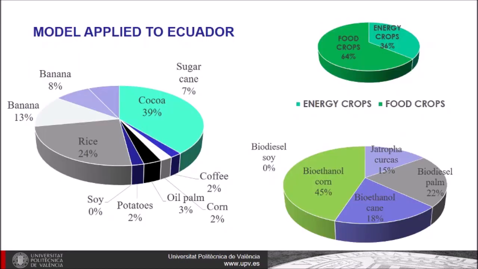We can see here the results obtained in Ecuador, where we can see the food crops represent 64% and energy crops 36% in optimum scenario. We can see the food crops distribution and energy crops distribution.